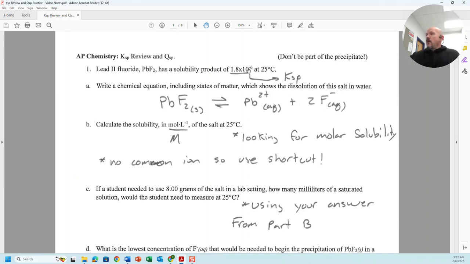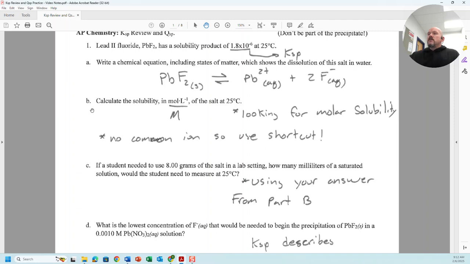So if we were given the Ksp value and asked to write the expression, we would say Ksp equals the concentration of lead times the concentration of fluoride squared. It's important to know that that's there in case we have to write the expression, or if we're going to do some calculations with that expression, which we're probably going to have to do because we have the value of Ksp, and we're probably going to be looking for molarities or something.